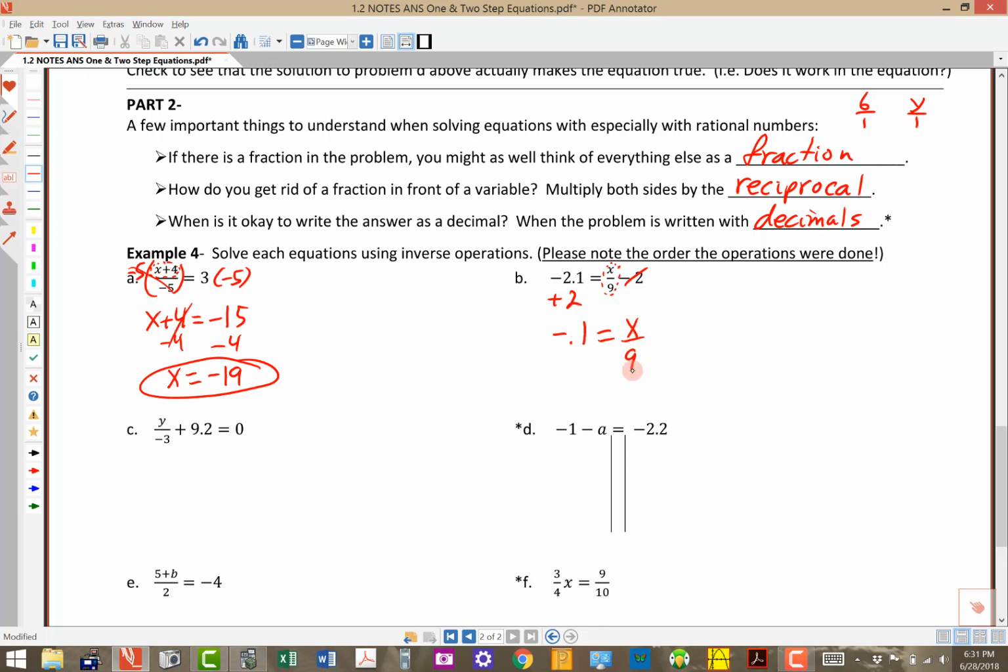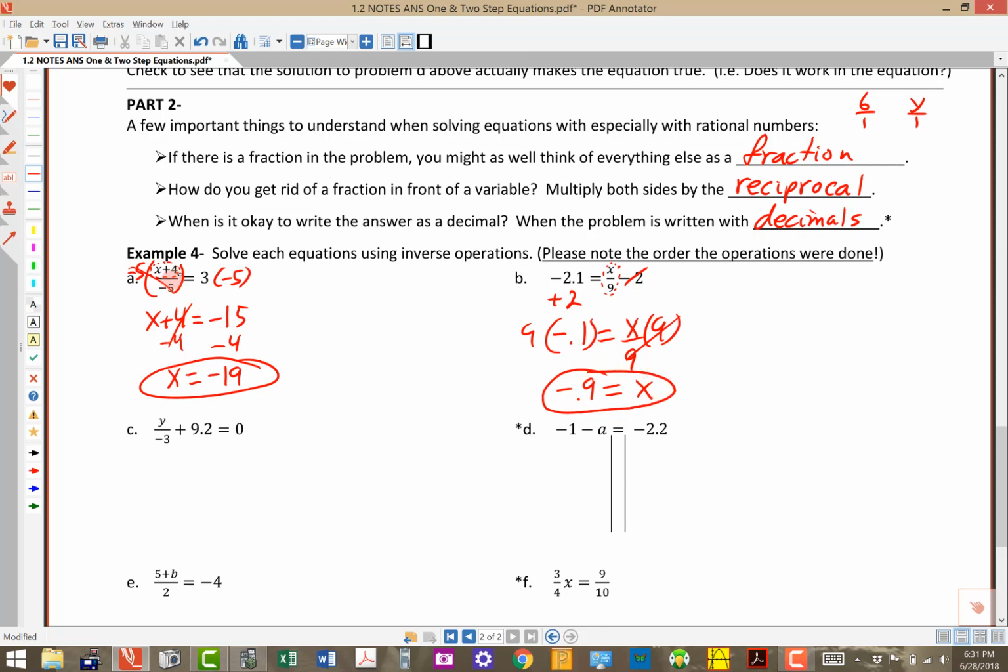We're going to continue solving this. The only thing left we have to undo is this dividing by 9. So we're going to multiply both sides by 9. Multiply each side by 9 here. Those 9s cancel. I get an x over here. And then on this side, we have 2 times negative 0.1, that's going to be negative 0.9. So we're going to circle that, and that is the answer right there.